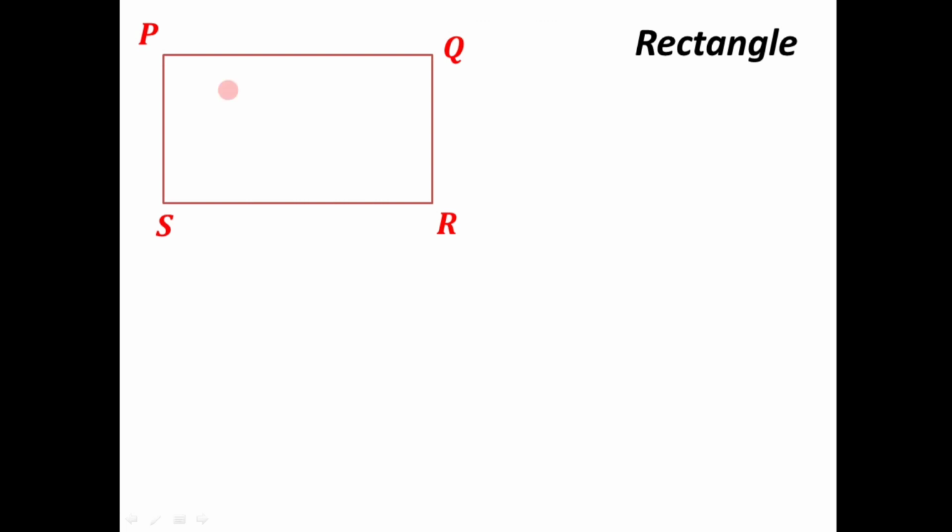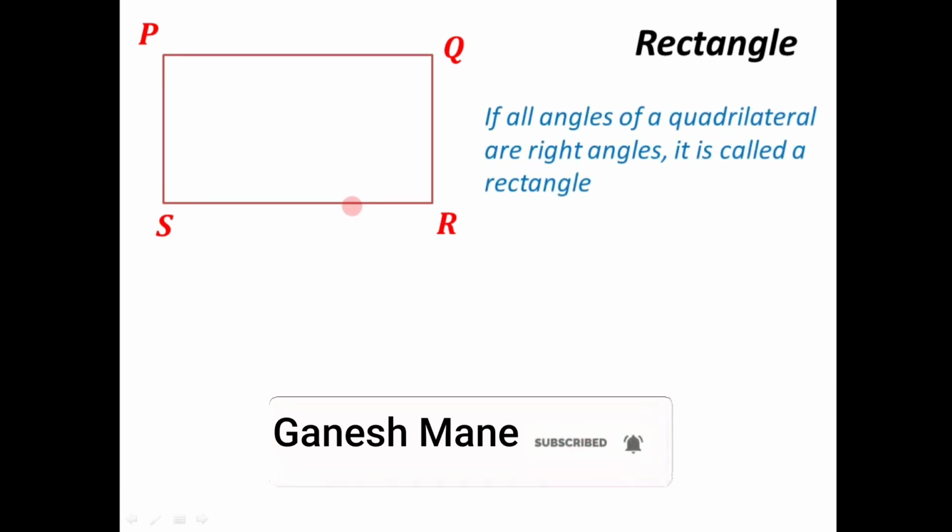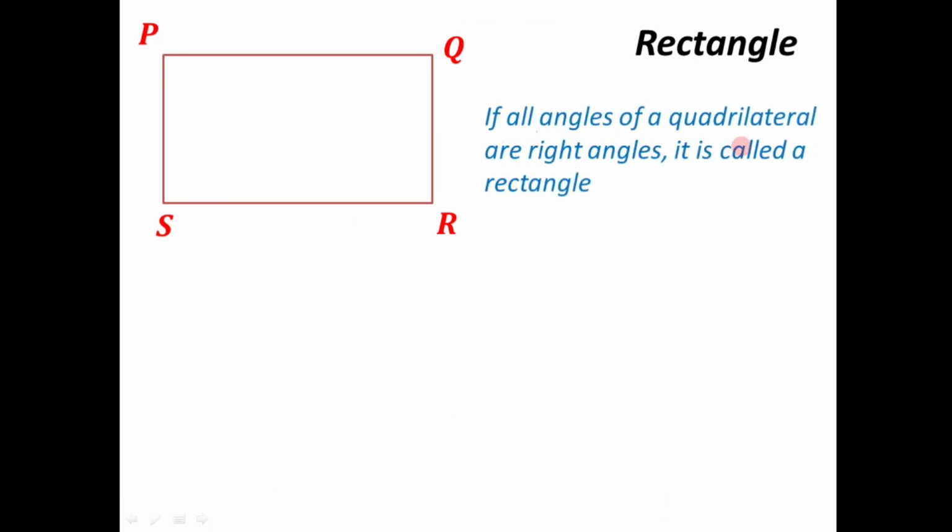Next type of quadrilateral is a rectangle. So let us have the diagram here, which is a quadrilateral PQRS is given. Now as we can observe here, all the angles of this quadrilateral are right angles. That's why we can define rectangle as, if all angles of a quadrilateral are right angles, then it is called as a rectangle. For this quadrilateral PQRS, all the four angles are right angles. That's why this quadrilateral PQRS is called as a rectangle.